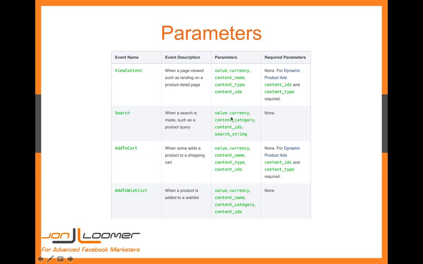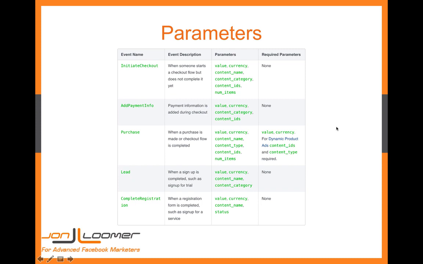Within the search, for example, you may provide value, currency, content category, content IDs, search string. Search string can be the one that's most common there. I don't know why it necessarily would have a value, but you may determine that people who make a search, there's a particular value to that.